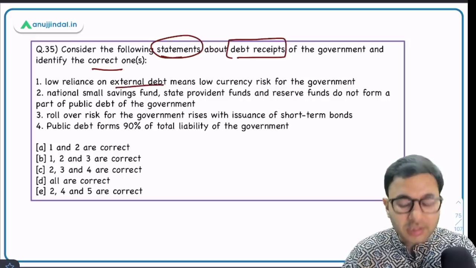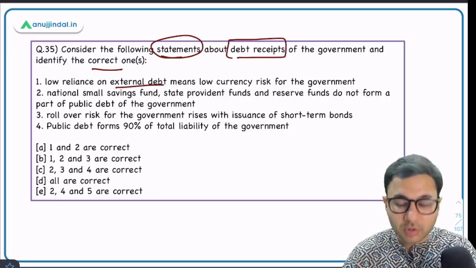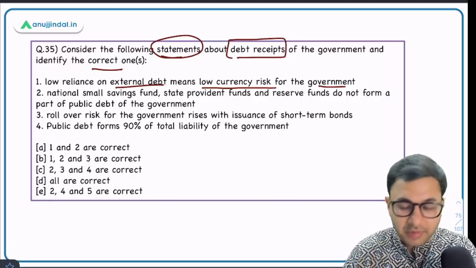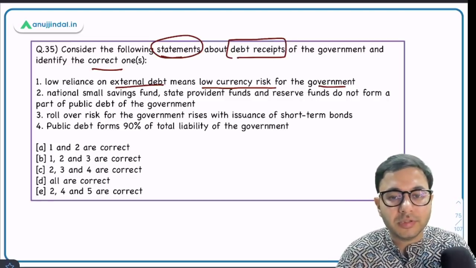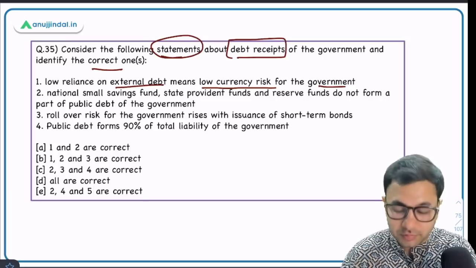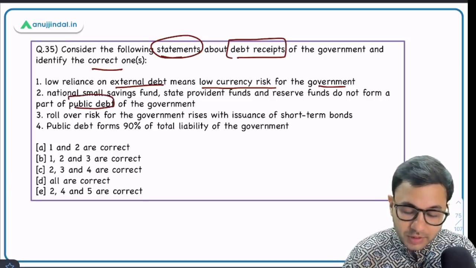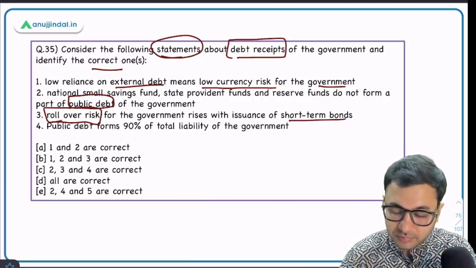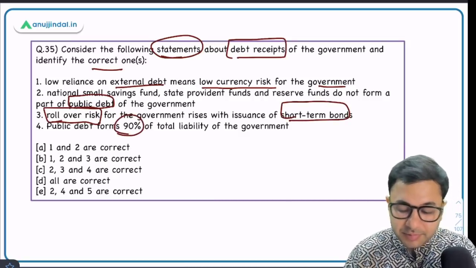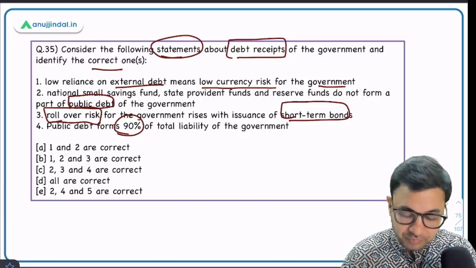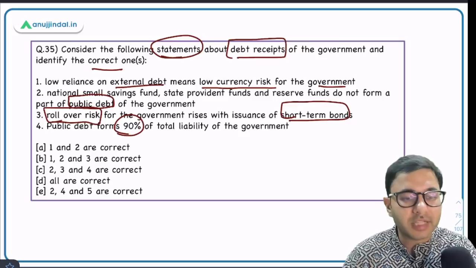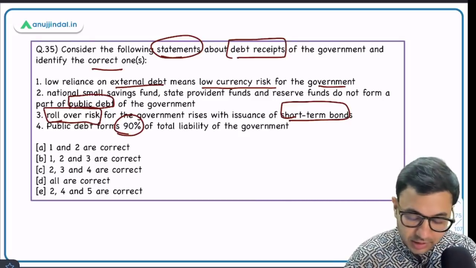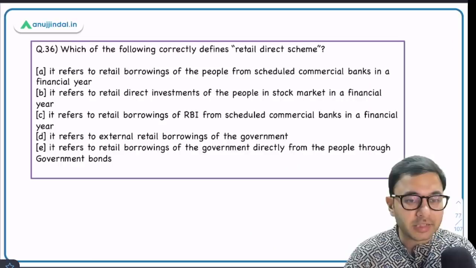Low reliance on external debt, external debt receipt हो रहा है, means low currency risk for the government. National Savings Fund, State Provident Fund and Reserve Fund do not form a part of public debt of the government. Rollover risk of the government rises with issuance of short-term bonds. Public debt forms 90% of total liability of the government. Sare hi debt receipts ke regarding points hain, and all the points are correct. So the correct option is option number D, all are correct.